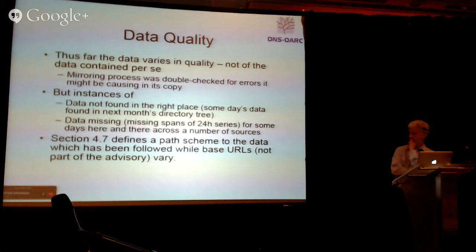Next slide. This is just a small set of observations on the data quality. Some of the collections vary. Some data is not found in the right place. Some data is missing. For example, some have published data for one day of one month instead of every day. That might be a function of the collection at source, or of the collection frequency, shall we say. Maybe it was decided that's what's best. Section 4.7 does define a path scheme that I use to mirror, and we try to mirror as much as we can that we know is there. Slide.